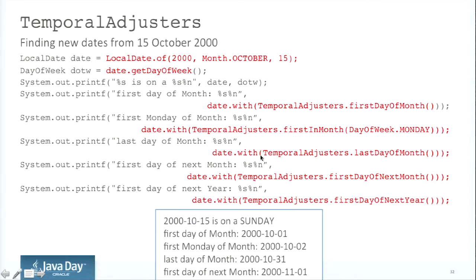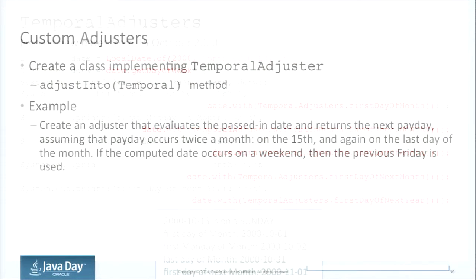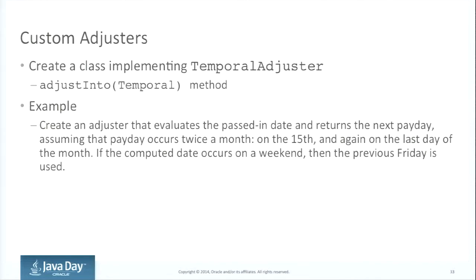Again, remember, we're always getting a new date, not modifying the existing one. Or we can do things like first day of the next month, or first day of the next year. So that was pretty much using the existing adjusters. There are different adjusters you can use. The cool thing is you can create your own.